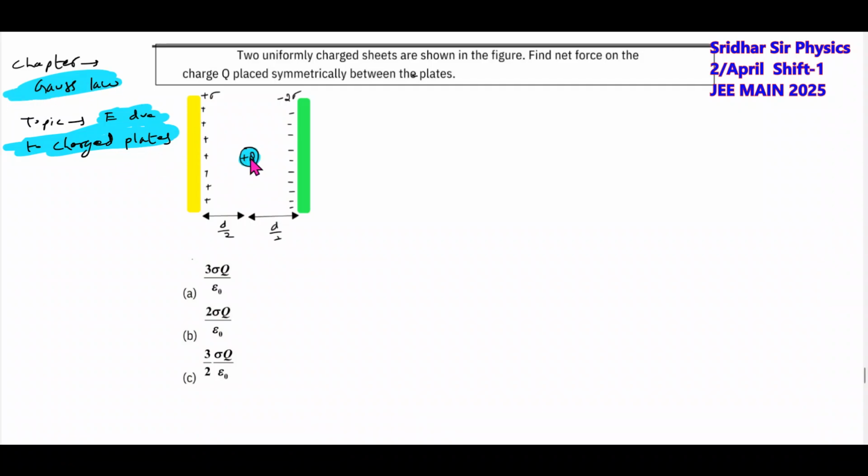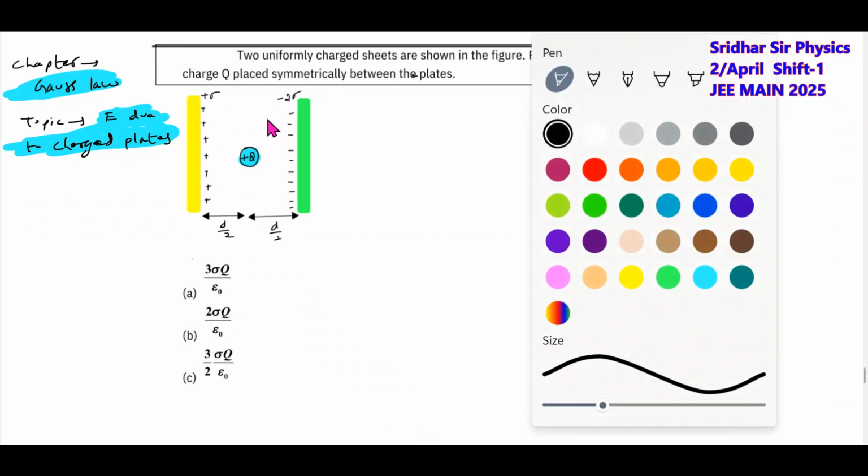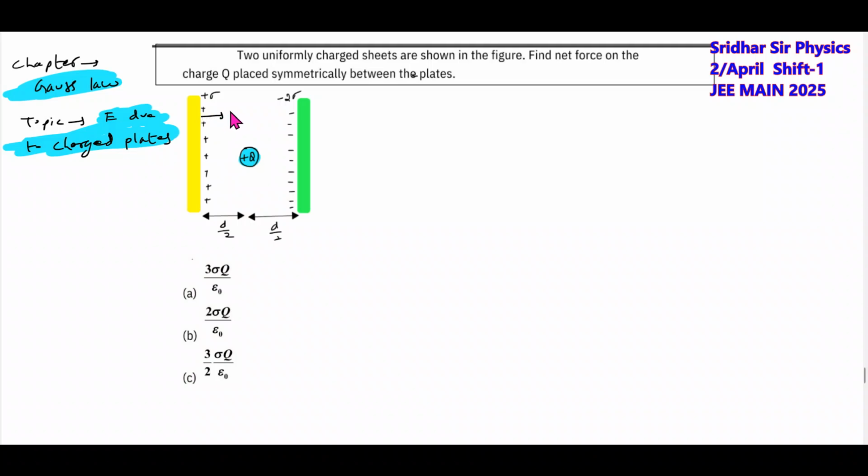Here they have kept the point charge in between the charged plates. We have to calculate the net force acting on the charge. This plate will produce the electric field E1, and this plate will produce electric field E2. The net field will be towards the right, so you have to add up. The total field will be E1 plus E2.